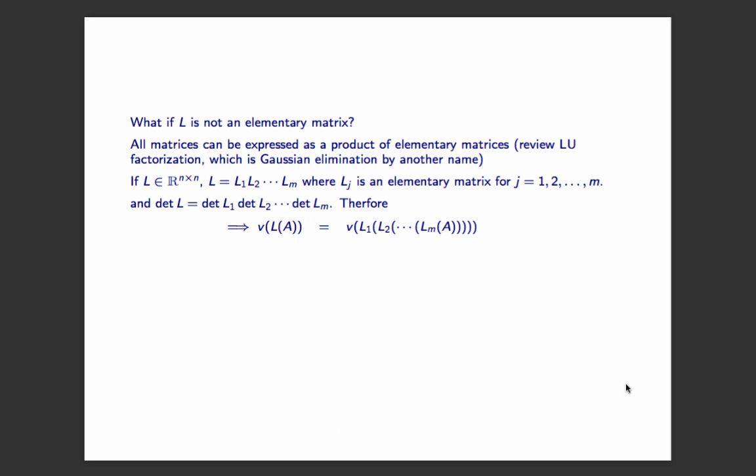So if L is a matrix, then L is equal to a product of elementary matrices. Furthermore, the determinant of L is equal to the product of the determinants of my elementary matrices. It follows that the volume of L of A is equal to the volume of L1 of L2 of, and so forth.